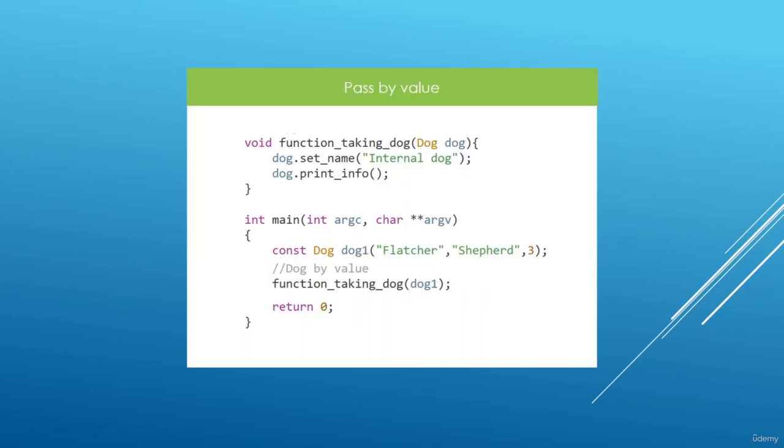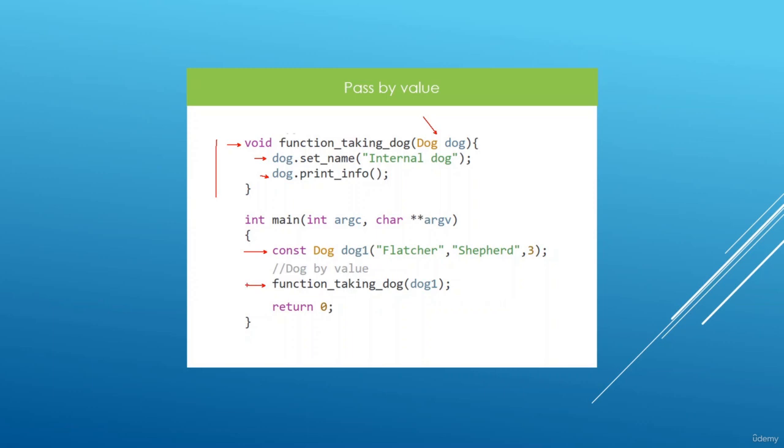The first case is going to be passing by value. And here we have a simple example of that. We have a function called function taking dog. It's not going to return anything, and it's going to take a dog object by value. Inside, we're going to try and set the name and print the information, and this is what the function here does. In the main function, you see we have a const dog object, and we're going to pass it by value.